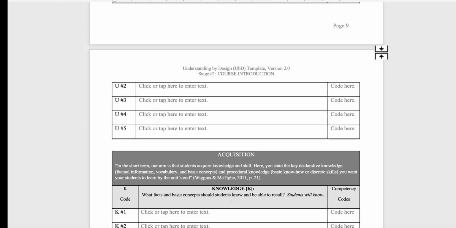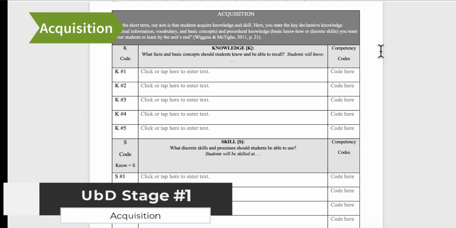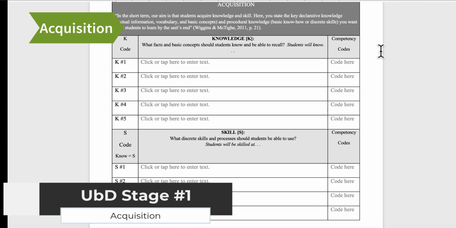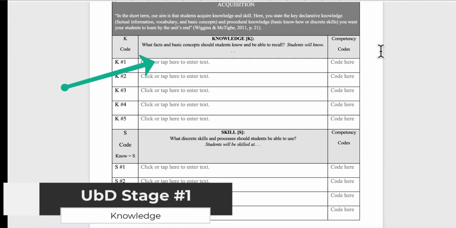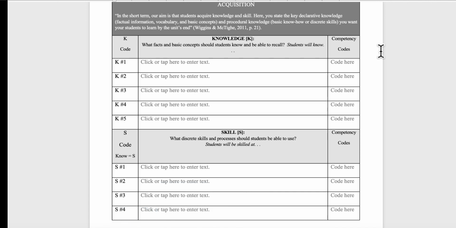And then if we come down here, we have acquisition. Acquisition helps students acquire content learned through knowledge and skill-based work and assignments. So we have two things: our knowledge component and our skills component. Our knowledge component is what students will acquire to know. Can they define something like vocab? Can they recall information like science terms or social studies terms?